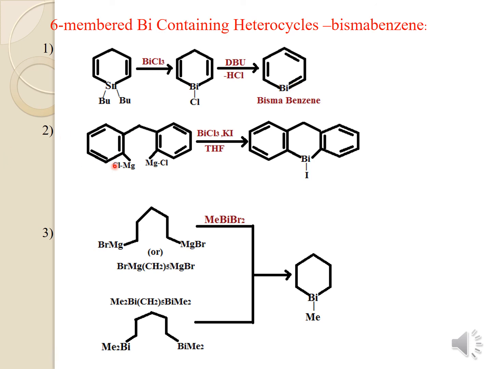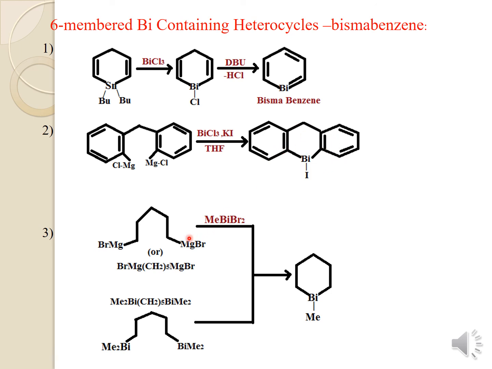In the next reaction, you are taking the biphenyl compound with the methylene group attached to it and the two magnesium chlorides. When this compound is treated with bismuth trichloride in THF, ring cyclization takes place with this bismuth trichloride with the cleavage of the magnesium chlorides, and you will result in this structure.